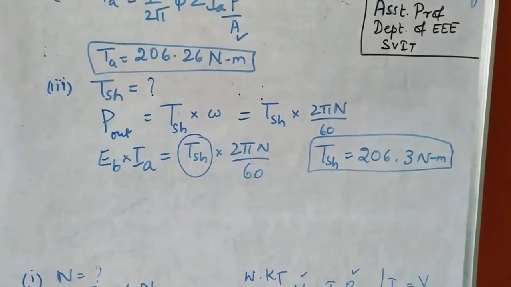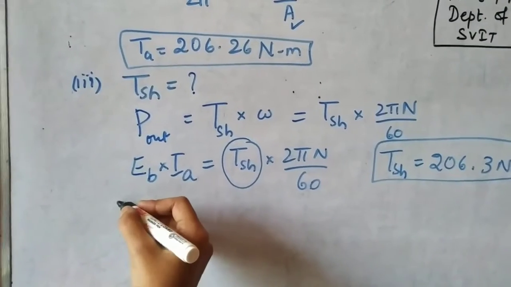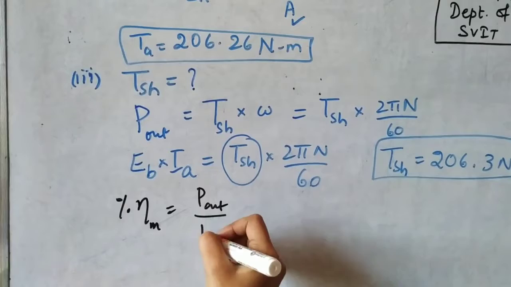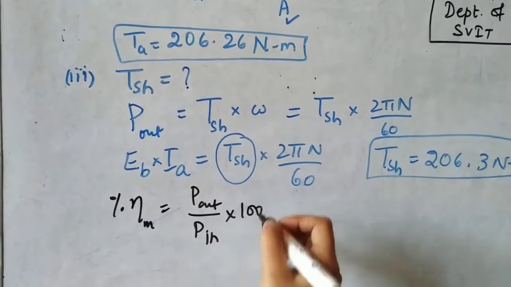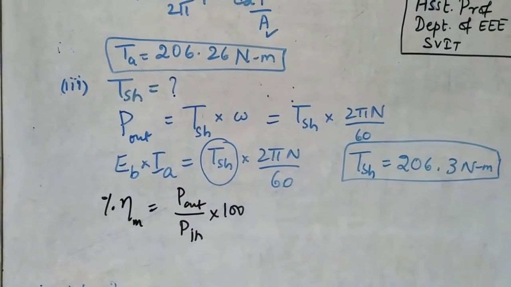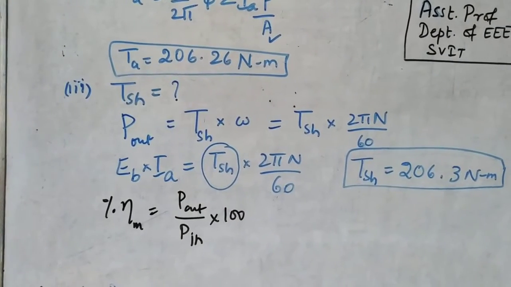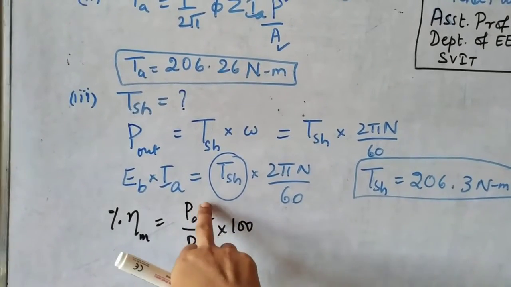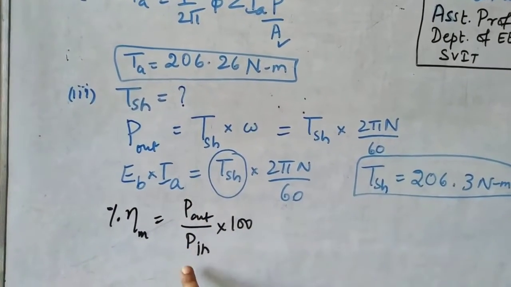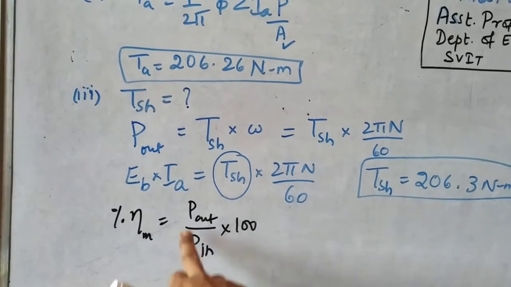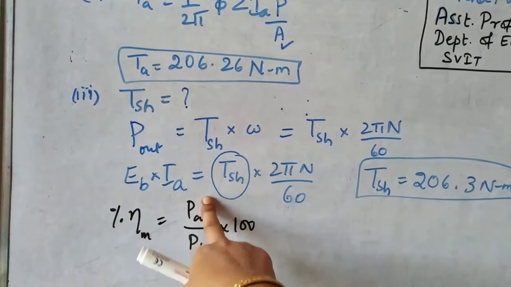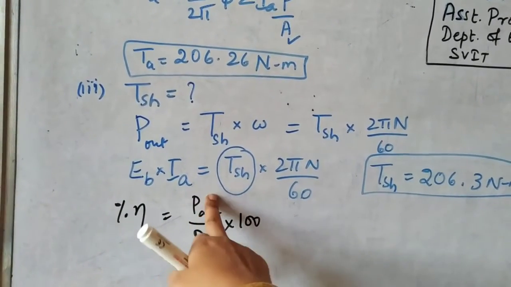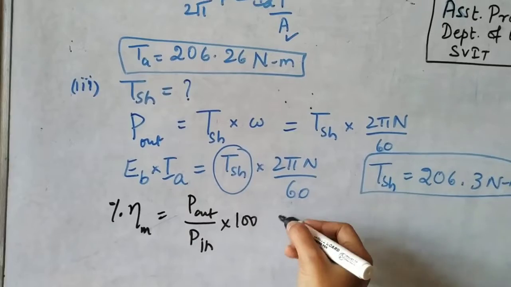To determine the efficiency of a motor, we know the formula. Efficiency of a motor is equal to the output power divided by the input power multiplied by 100. As you all know, whenever we determine for the motor, the numerator of this formula we have to change. For the generator, the denominator term we have to change. For the motor, the numerator term is written as the output power, and the denominator is the input power. We have to express this output power in terms of the input power.